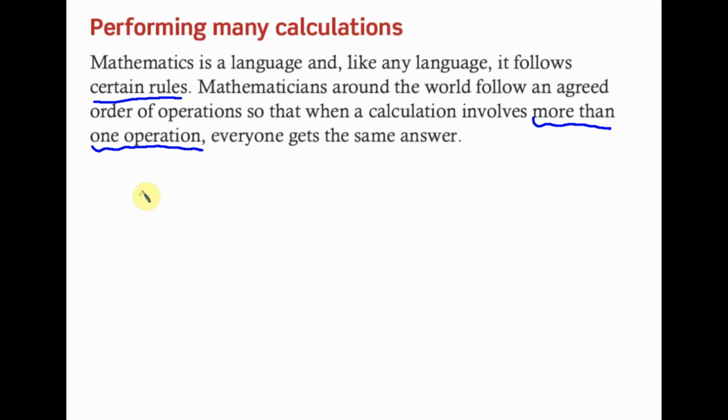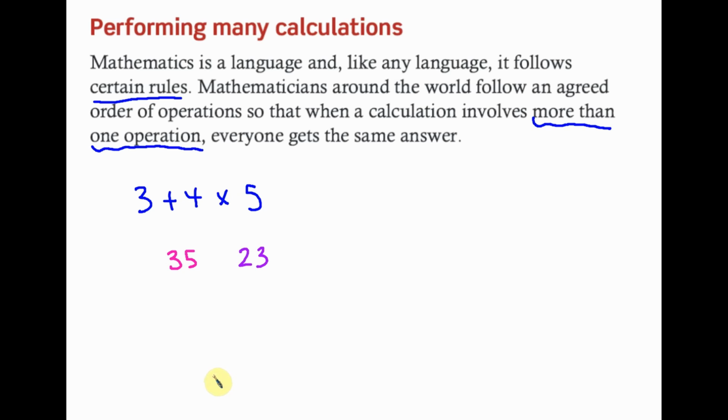Suppose that you have to calculate 3 plus 4 times 5. If you are adding first, for example, if you do 3 plus 4, you will get 7. 7 times 5, you'll get 35. However, if you multiply first, 4 times 5 is 20. 20 plus 3, you will get 23. So which one is correct?